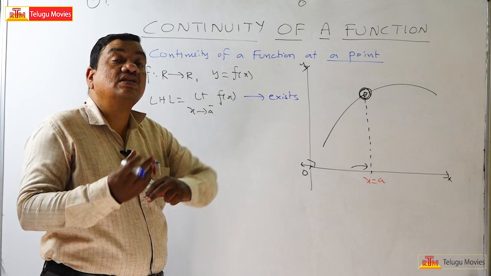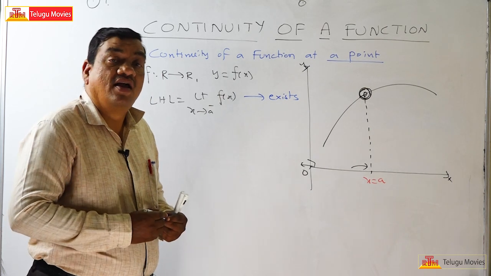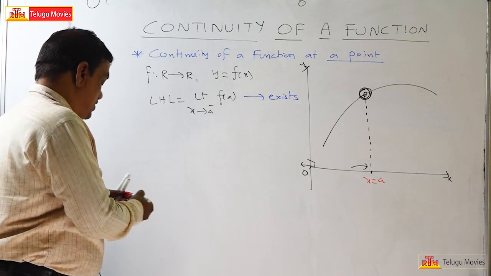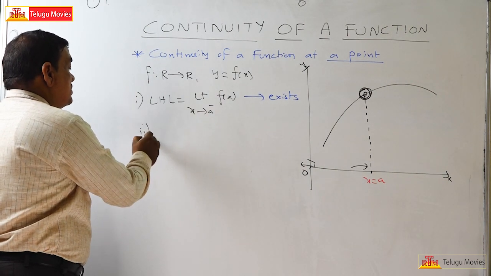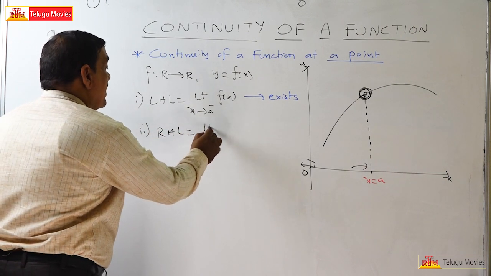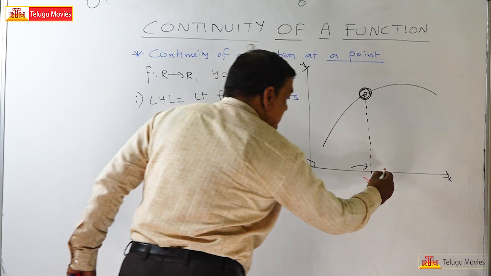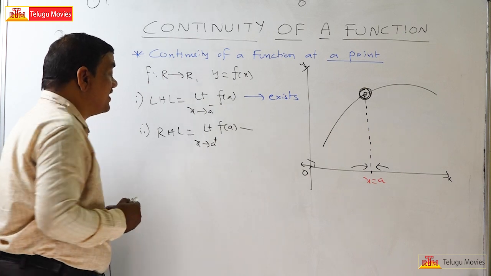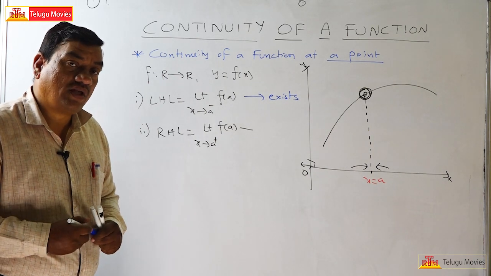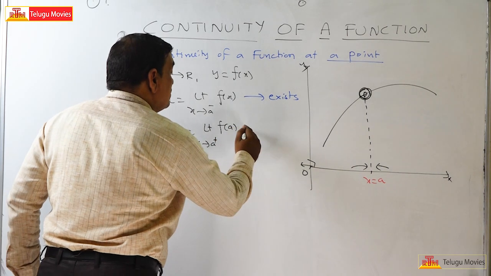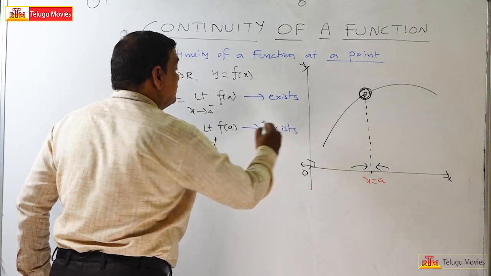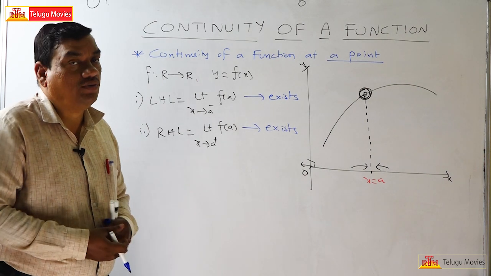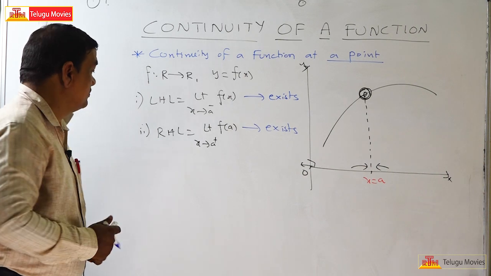Already we explained what a left hand side limit is and how to find it at a given point. Now the second one: find the right hand side limit at x is equal to a plus. Here the right hand limit should also exist. Exist means you have to get a finite value. That is the second one.